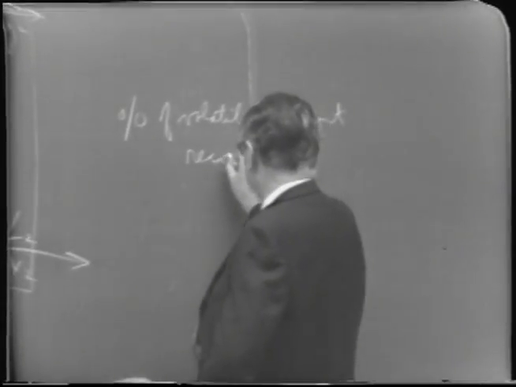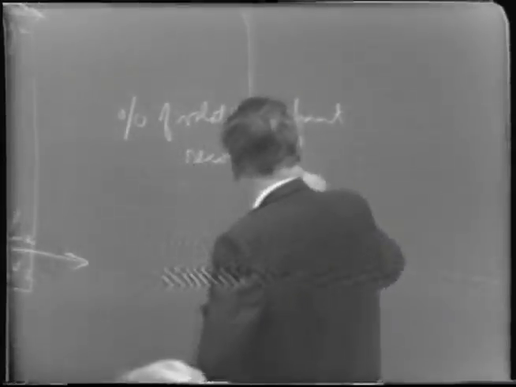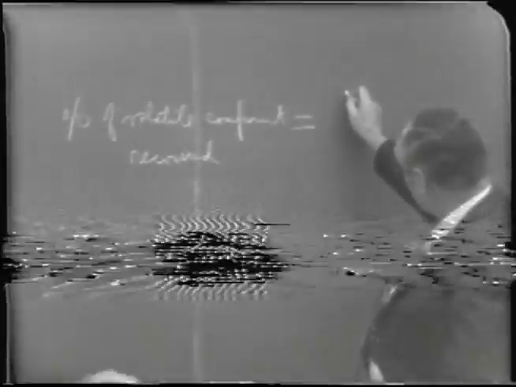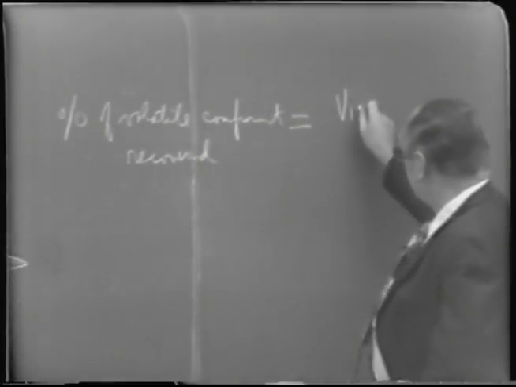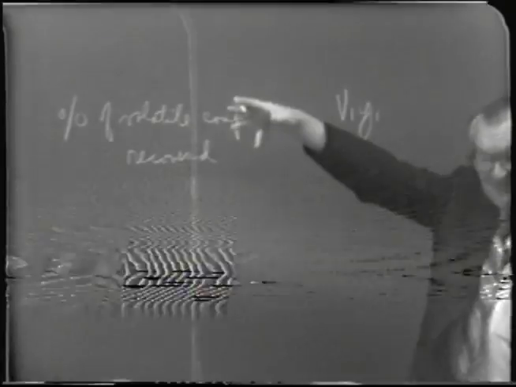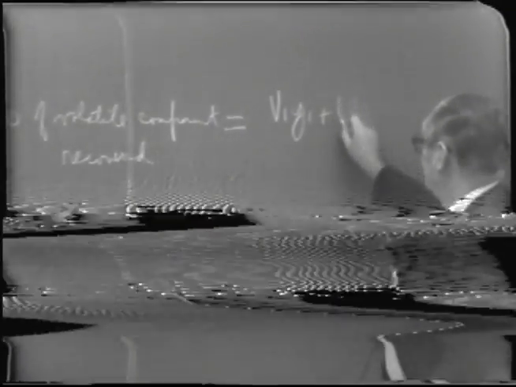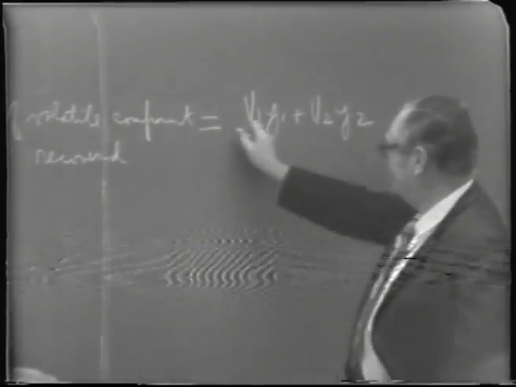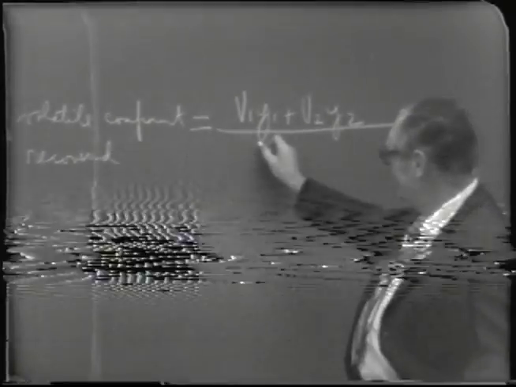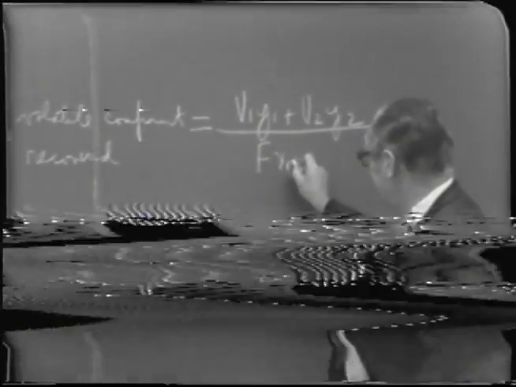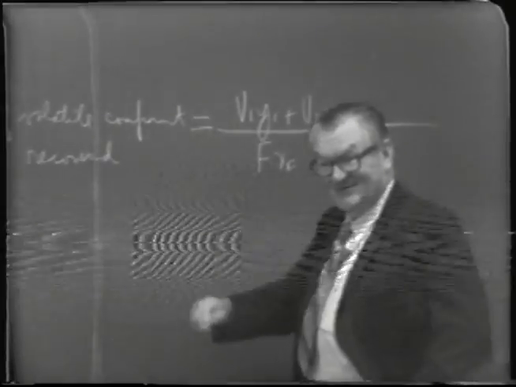Recovered in the vapor streams would be what? It would be equal to V1, Y1, that'd be the amount recovered in the first stream off the first stage, plus V2, Y2, the amount recovered in the second stage, divided by the amount input, which is F times X sub F. That'd be all it is.